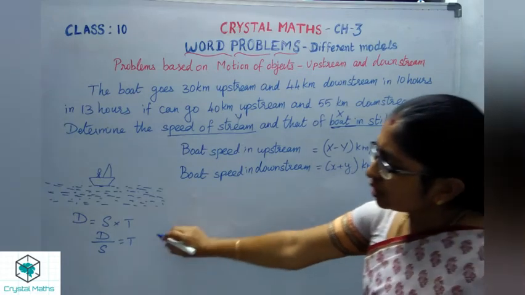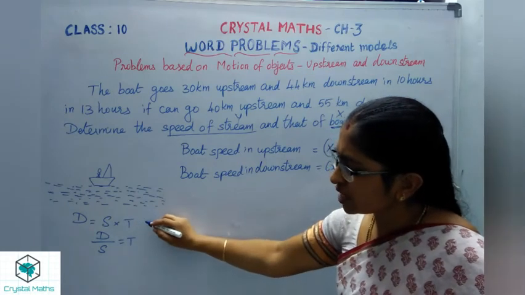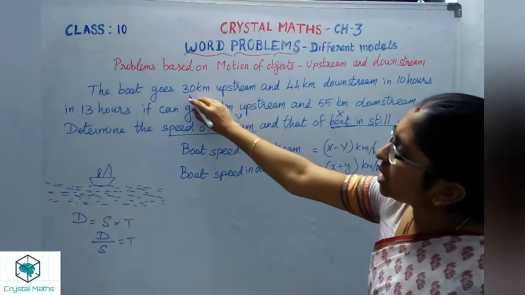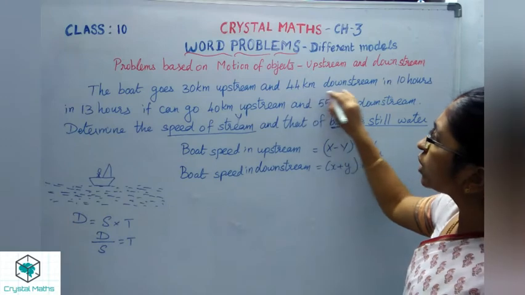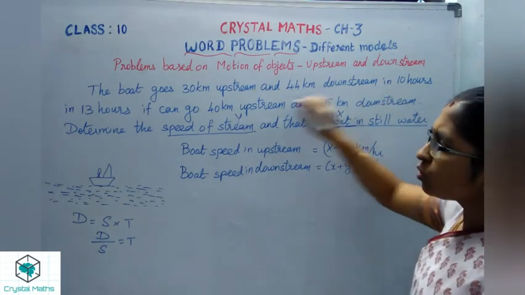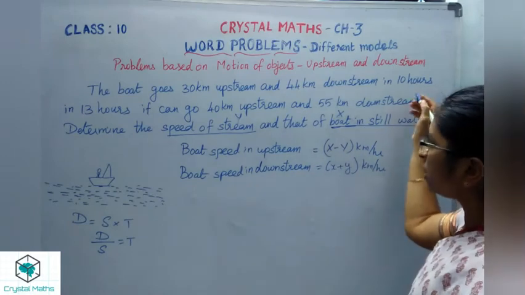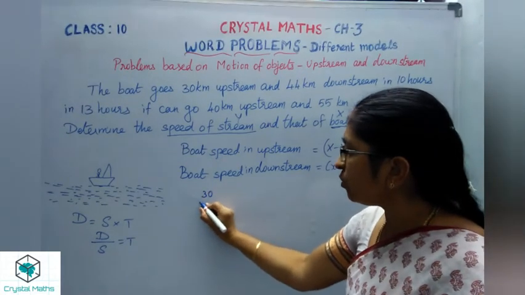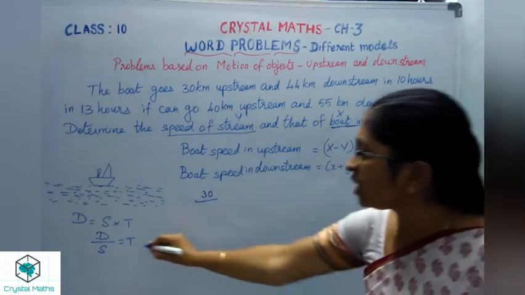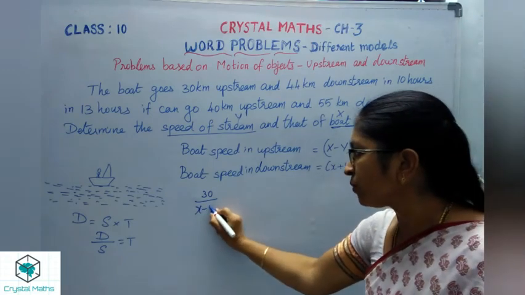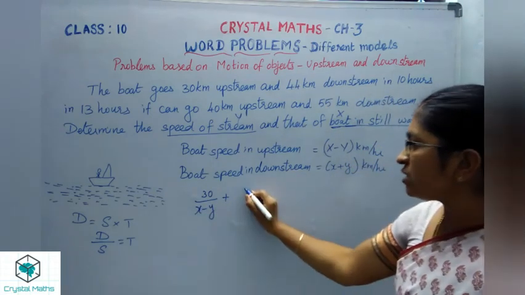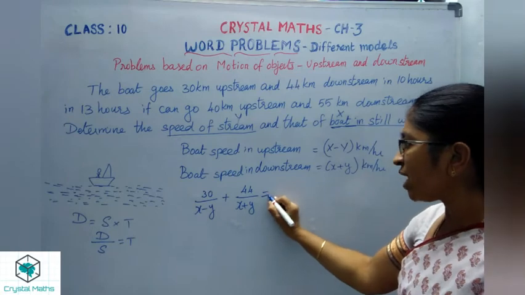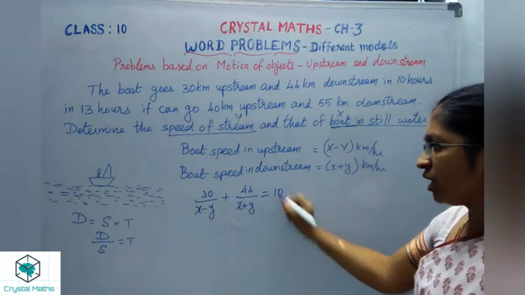Now, we can remember the formula distance equals speed into time. So, time will be equal to distance by speed. It is given 30 kilometers upstream and 44 kilometers downstream in 10 hours. So, both happen together in 10 hours. So the first equation is: the distance 30 kilometers by upstream speed x minus y, and downstream distance is 44 kilometers and speed is x plus y. Together they happen, so we are making a single equation equal to 10 hours.